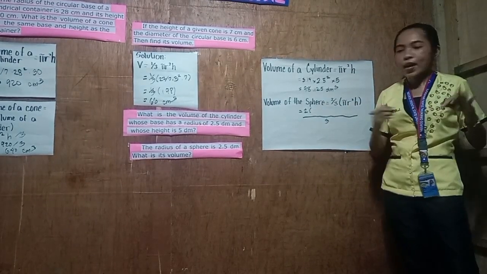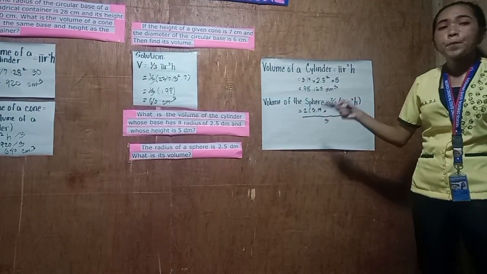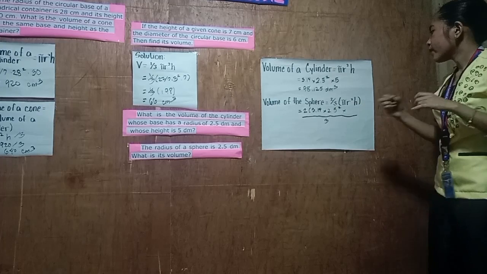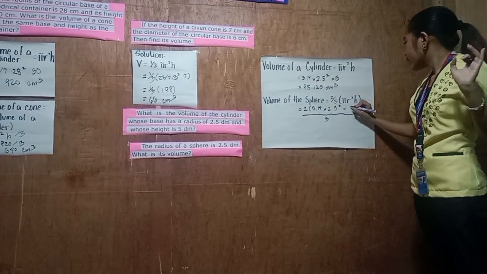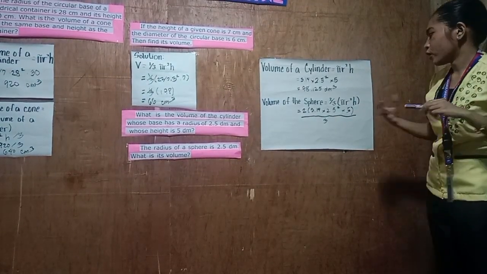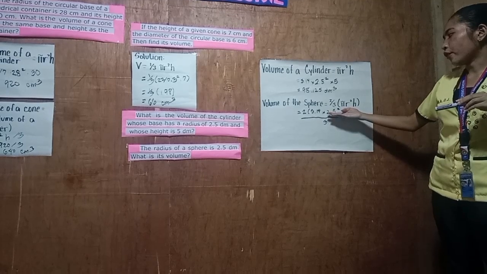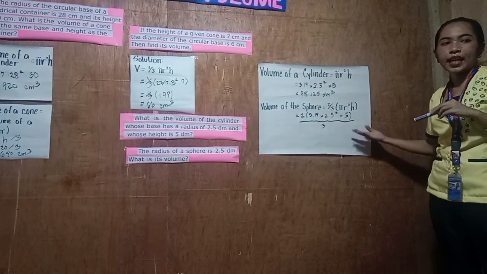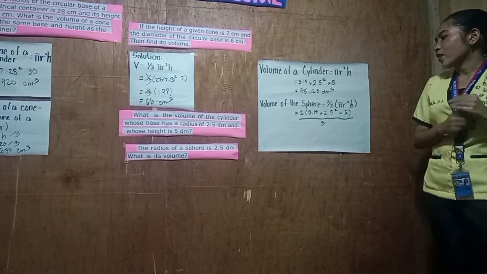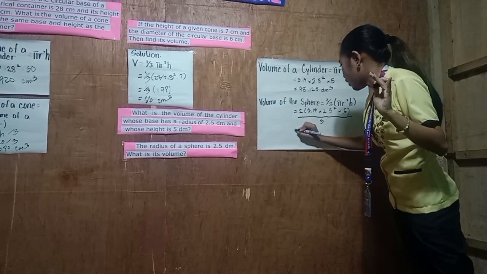Now, what is the volume of our pi? We have 3.14 times our radius is 2.5. So we have to square our 2.5, and then our height again is 5 decimeter. Okay, so what is 2 times 3.14 times the square of 2.5 times 5 divided by 3? Who has the answer? Yes, Joshua. So very good. We have the answer, 65.42 cubic decimeters.